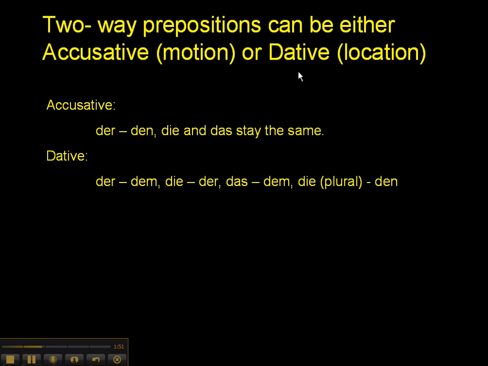If it's a place telling where something is located, then it's dative, and then you have to use the dative changes. So for der words, they change to dem, die words change to der, das words to dem, and the die plural to den, and you also add an n to the noun following, called the dative plural.